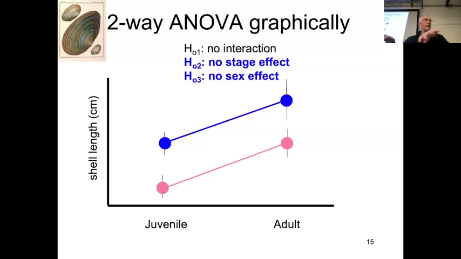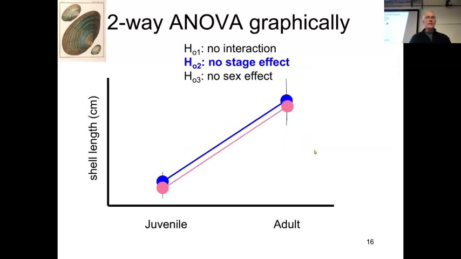So this is different data, and all I'm trying to show you is how, if all we have to go with is this graph that we're looking at, the plot that we're looking at, we can judge those three hypotheses one after the other. The other situations we can have are something like this, where there's independent effects.